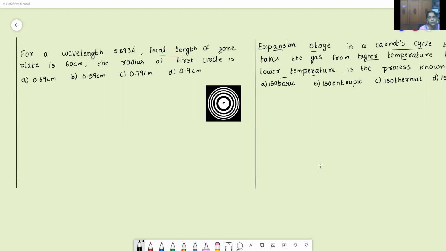Hello, today we will solve some previous questions of EU set. Okay, so the first question is from optics. Let me read the question. For a wavelength 5893 Armstrong, focal length of zone plate is 60 centimeters. The radius of the first circle is what? So they have given four options.